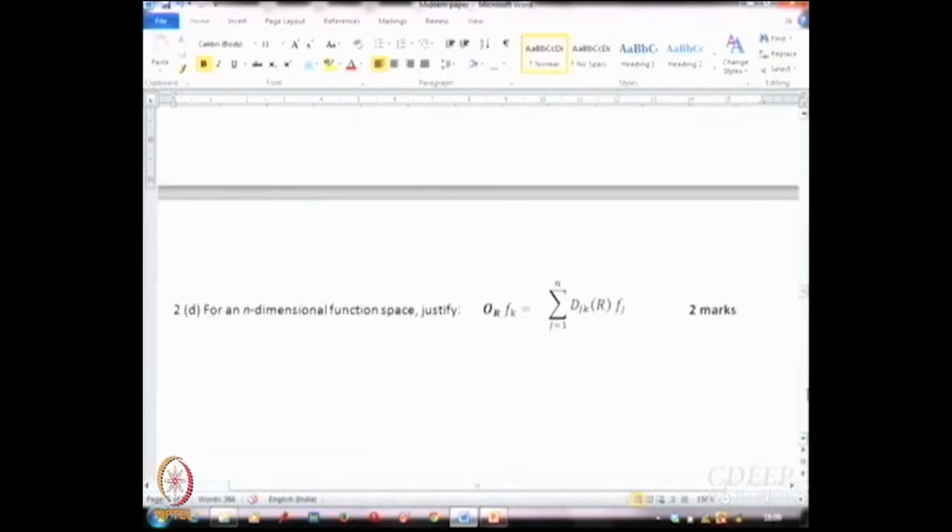What was the next one? So here, for n-dimensional functional space, justify OR Fk equal to this. Many people have written many things. All I wanted was for you to tell me that this djkr is the transformation matrix operating on coordinates, and the reason why I am using djk and not dkj is that when I write OR, we are working with orthonormal functions. If you wrote that, then I am happy. If you wrote something else that also makes sense, then also I am happy. Makes sense in this context, of course.